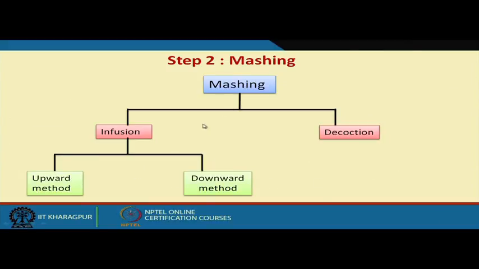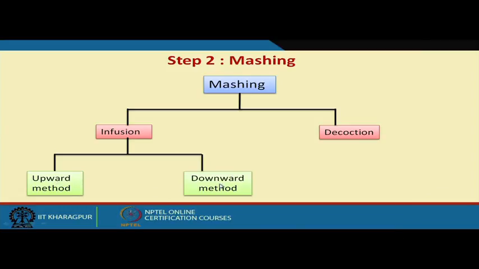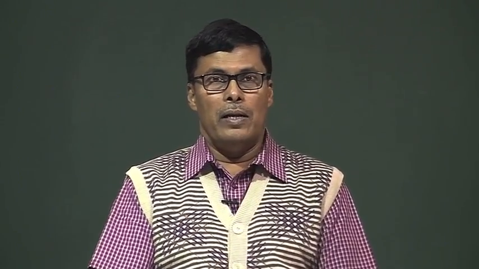The mashing process, as I mentioned before also, can be divided into two types. One is called infusion, another is called decoction. Now in the infusion process, we have the upward method and the downward method. Basically the upward method means we increase the temperature gradually, so initially the proteolytic enzymes will be activated and degrade the protein molecules, then finally at high temperature, above 60 degrees centigrade, saccharification takes place where alpha amylase degrades the starch molecules to glucose.